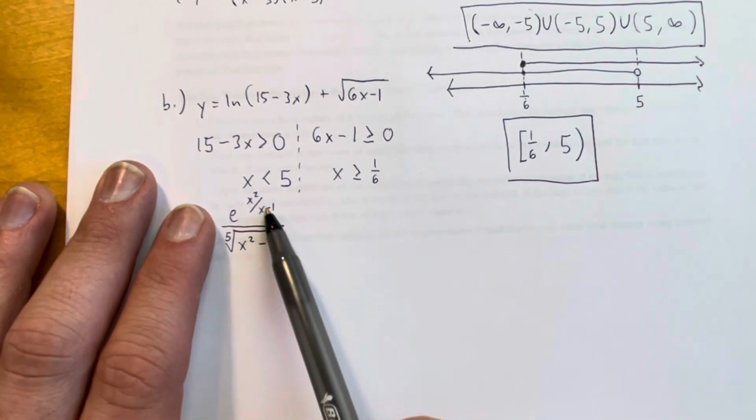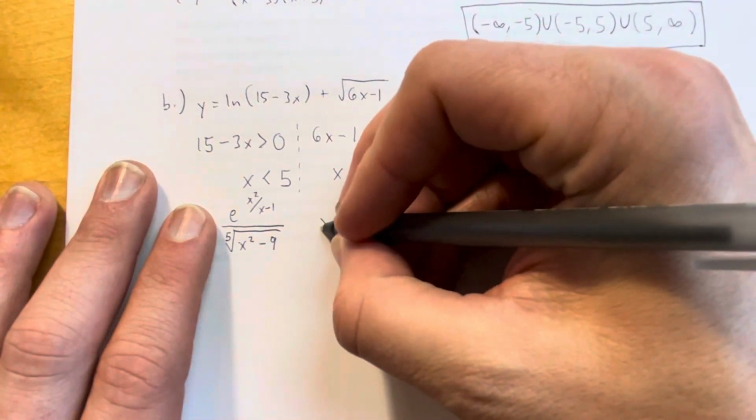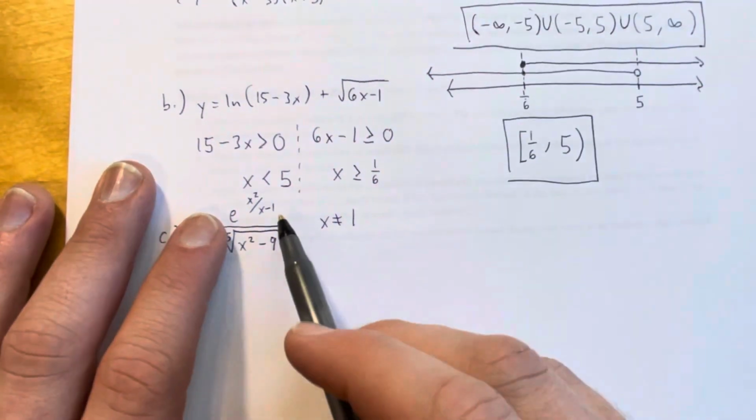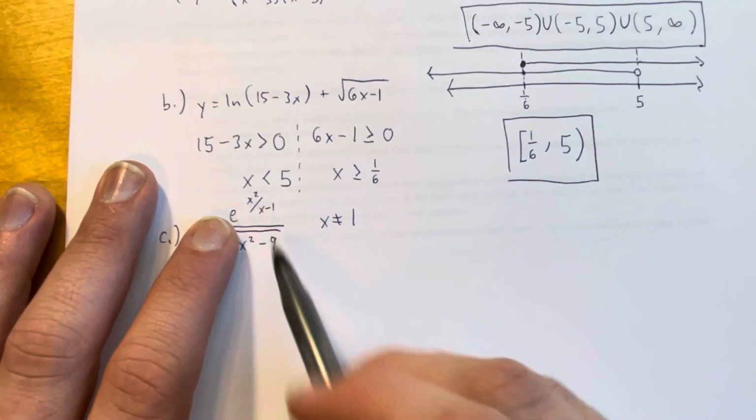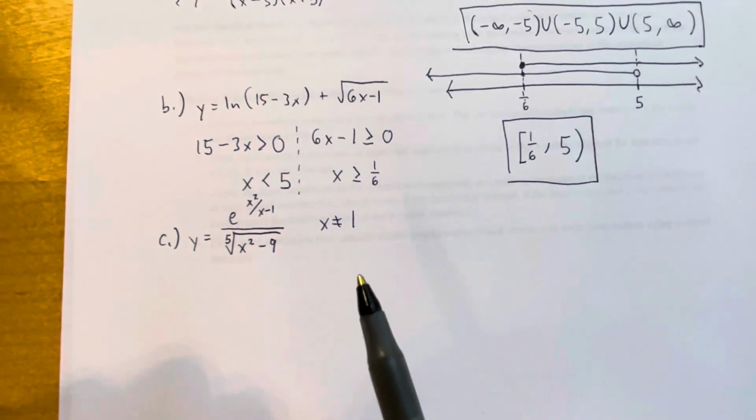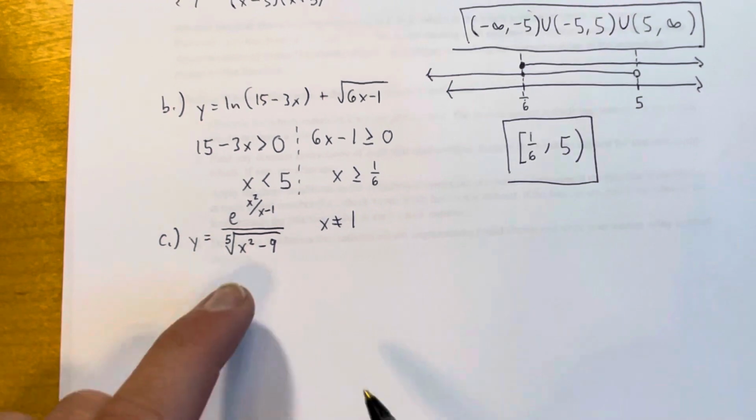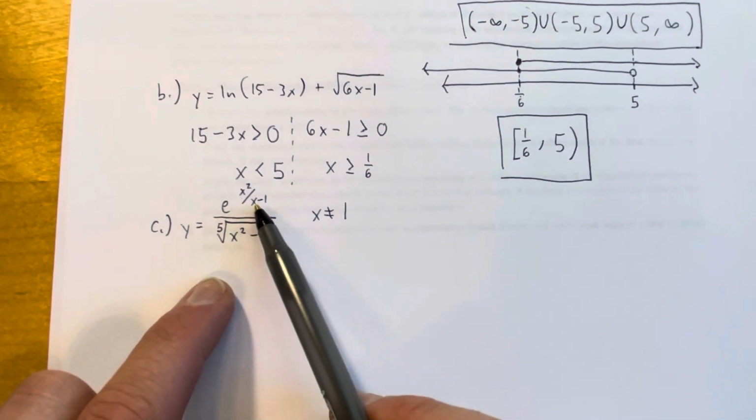Well, looking at the denominator here, I can see that one restriction is that x cannot equal 1, because then I would be dividing by 0 in that denominator. So that's definitely not going to be good. That's the only issue in my numerator, though.